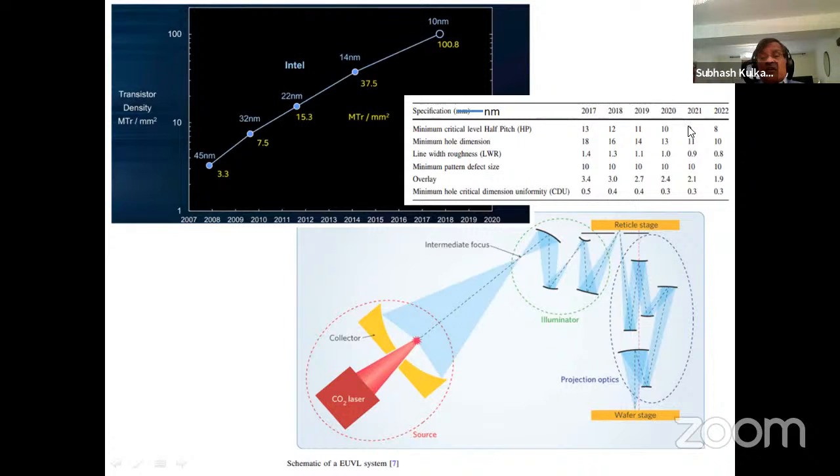Here is the progression that we are having in terms of years, and it tells you the half pitch, or it tells you the minimum hole dimension. The smallest hole you can print is 18 nanometers, which goes down to 10 in 5 years. And that's the progression with which people are actually fabricating these devices.